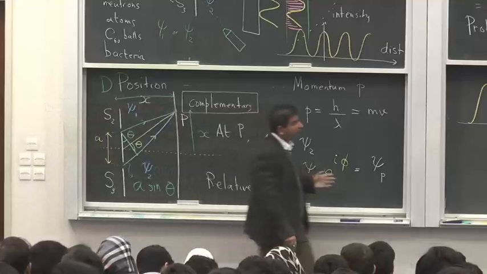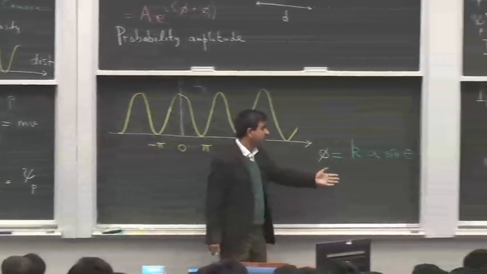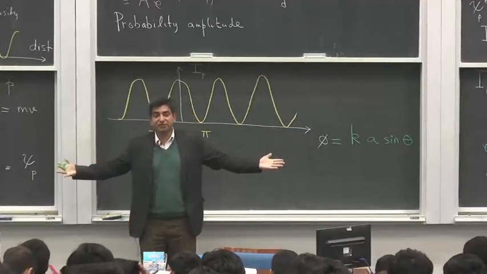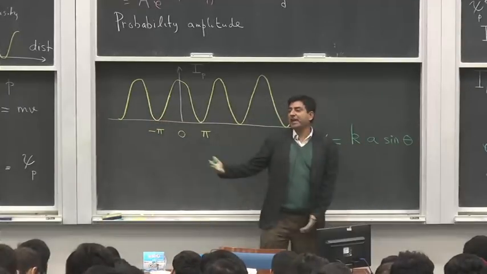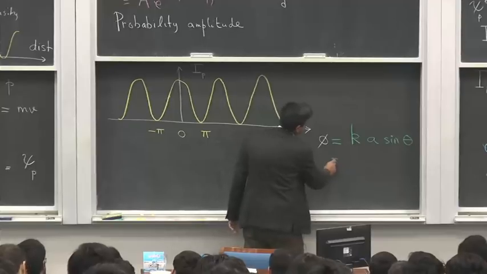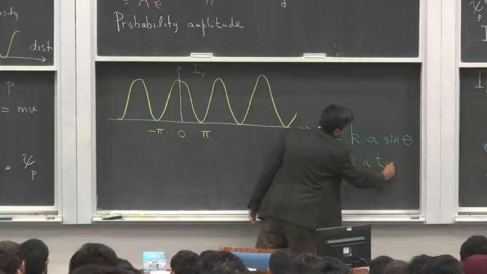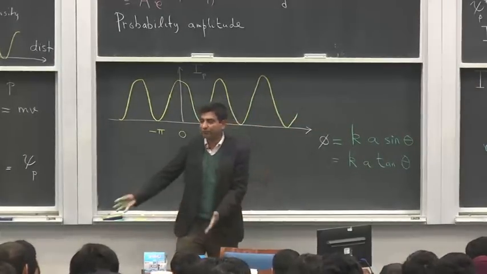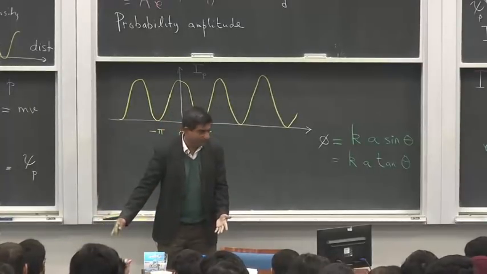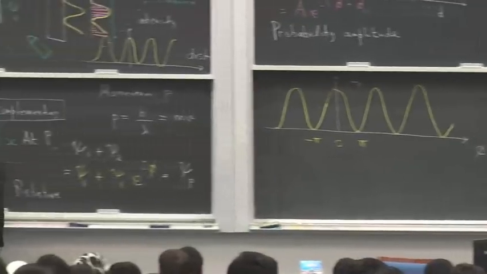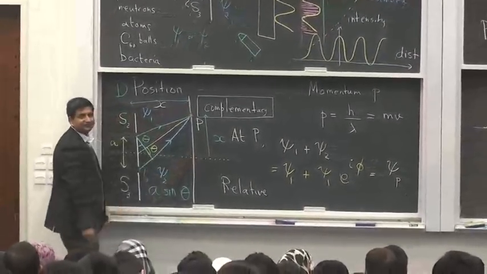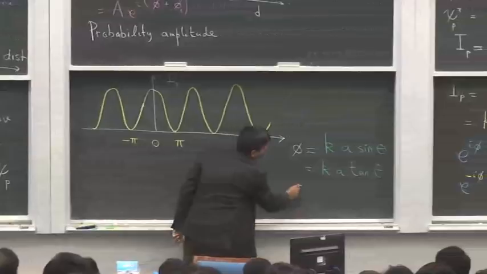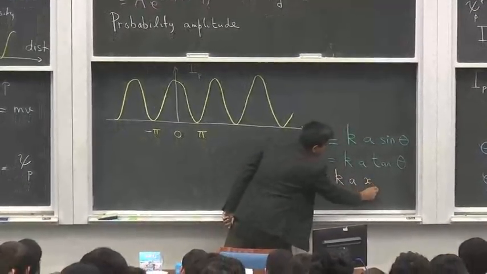But I can plot this curve with respect to... suppose theta is small. Let's do a simplification. If theta is small, which is my assumption here, then sine theta equals tan theta. So I can equate this to K A tan of theta. For small theta, sine theta is equal to tan theta, which is equal to theta, almost. Now if you look at this diagram over here, what's tan theta? X over capital D. So my phi turns out to be K A X over capital D.